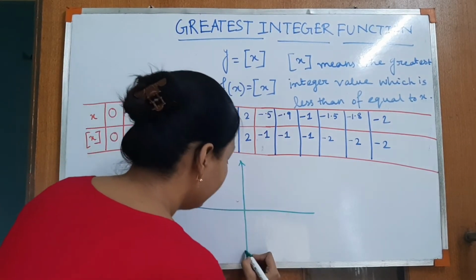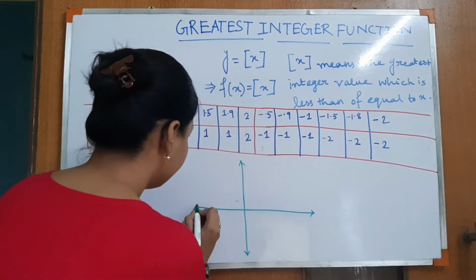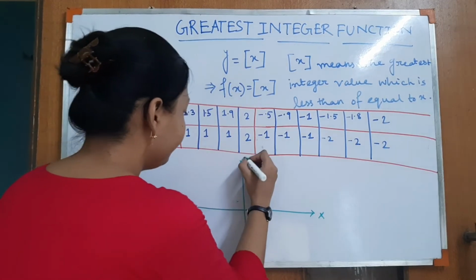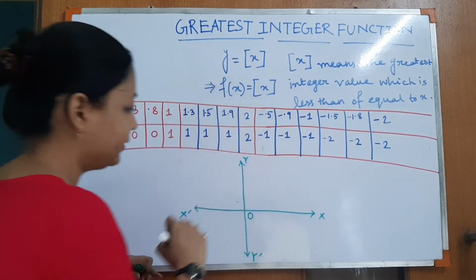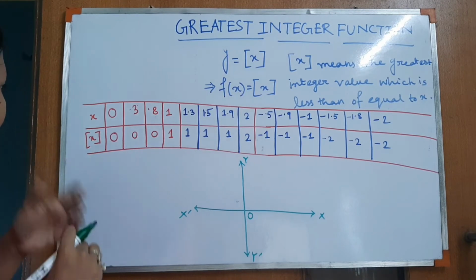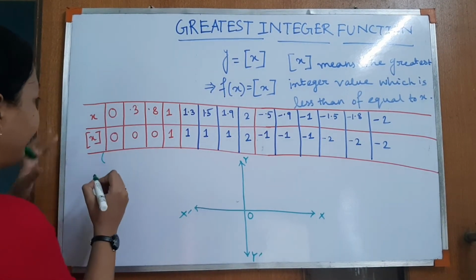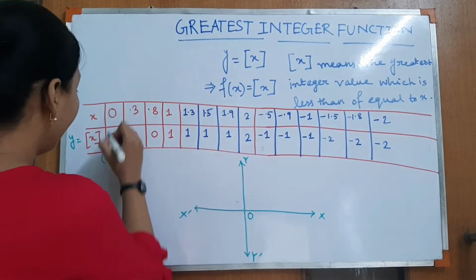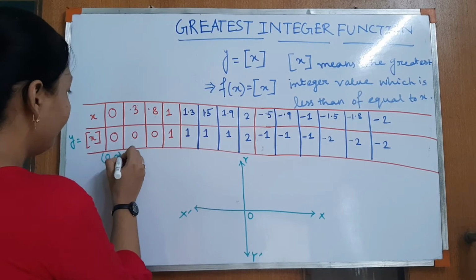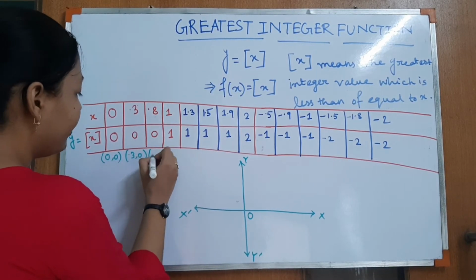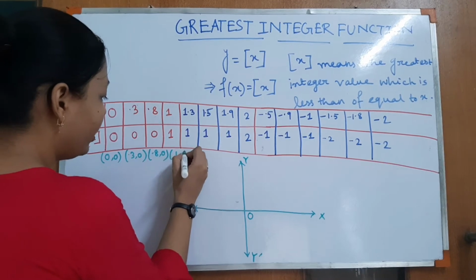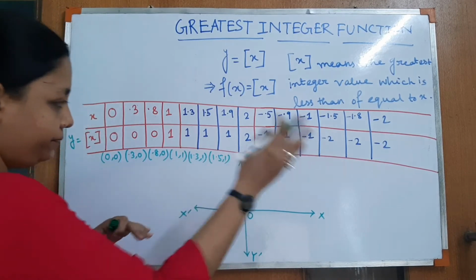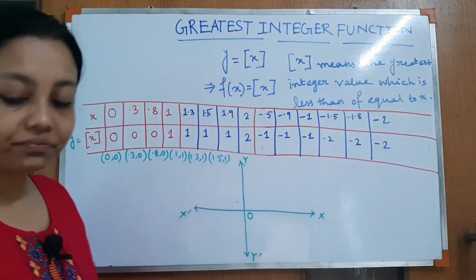First we draw the coordinate axis: x axis, origin, negative x axis, positive y axis and negative y axis. Okay. Here the coordinate of x comma y, here y equal to box x. So the coordinate of x comma y is 0 comma 0, here is 0.3 comma 0, here is 0.8 comma 0, here is 1 comma 1, here is 1.3 comma 1, here is 1.5 comma 1. In this way this process is going on.